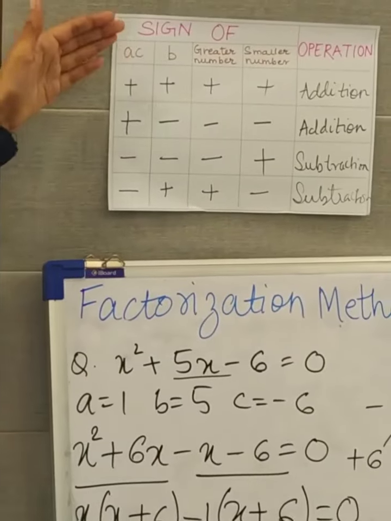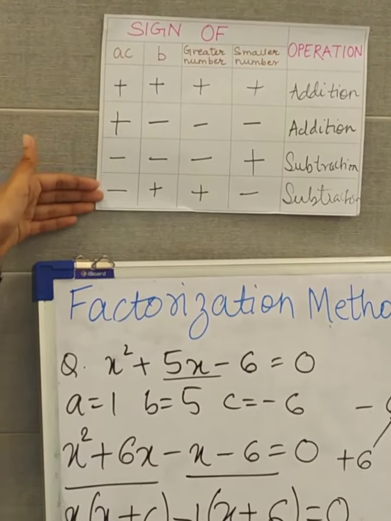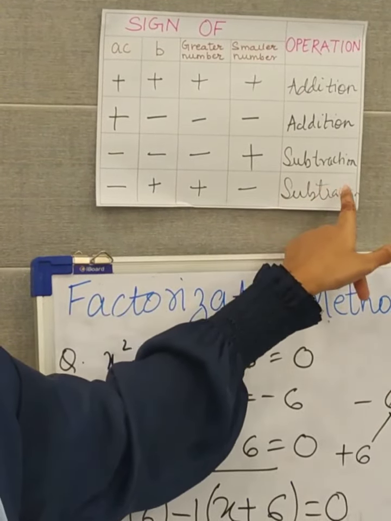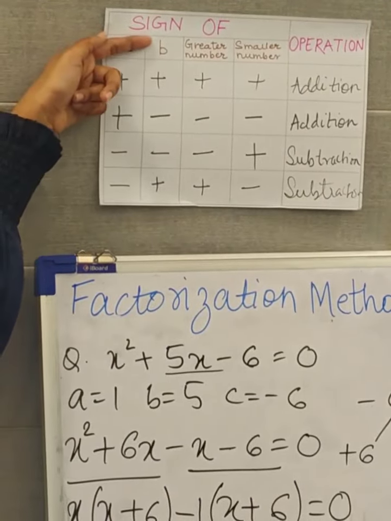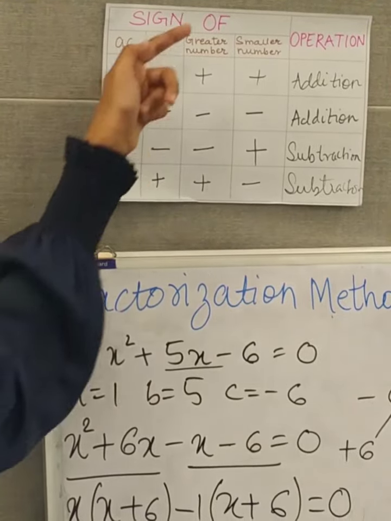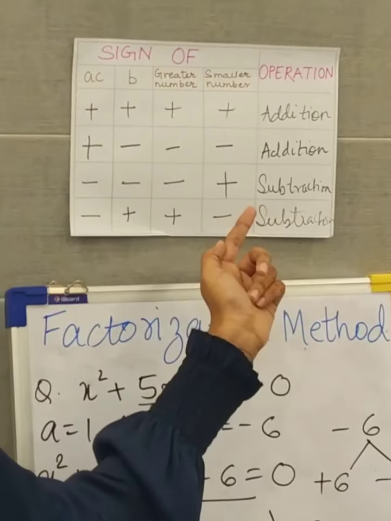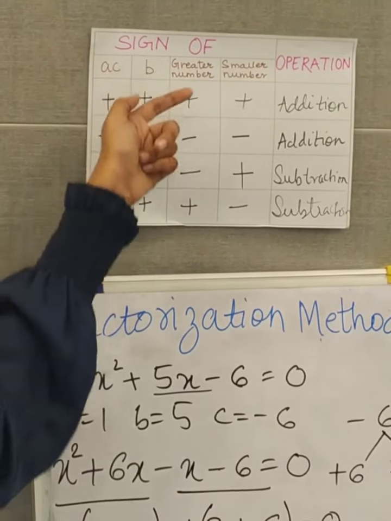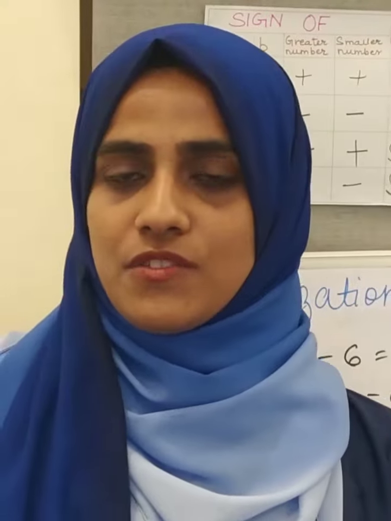Also, if the product is negative, the operation used will be subtraction. And if the sign of B is negative, the greater number will have a negative sign. If the sign of B is positive, the greater number will have a positive sign.